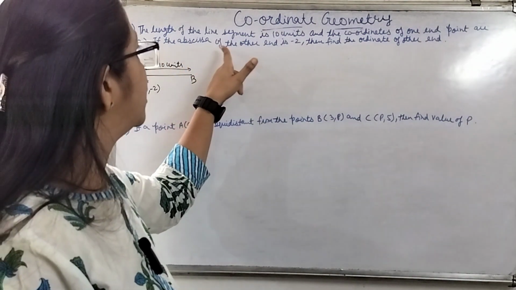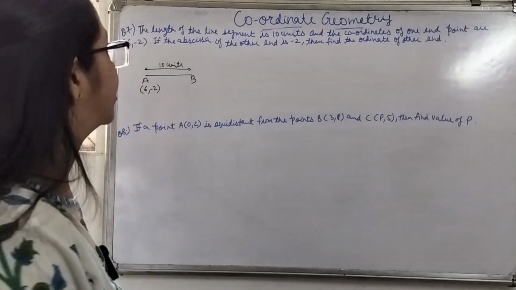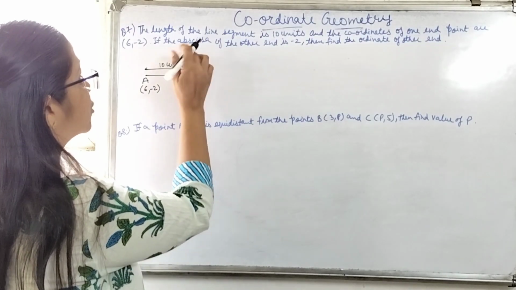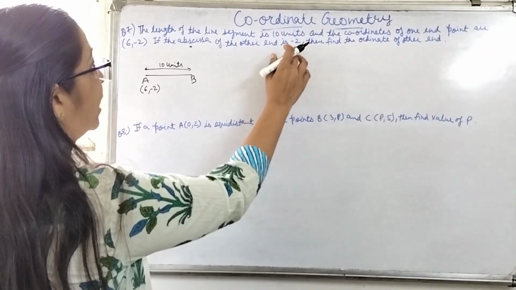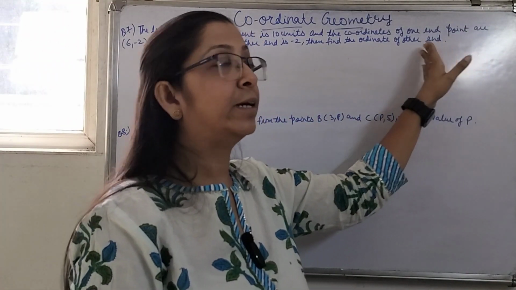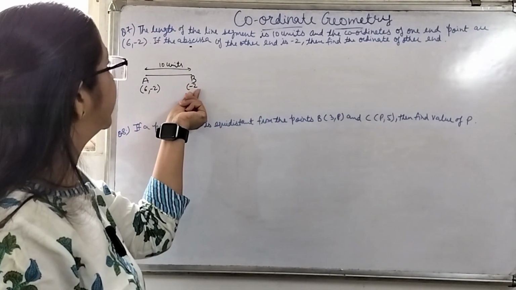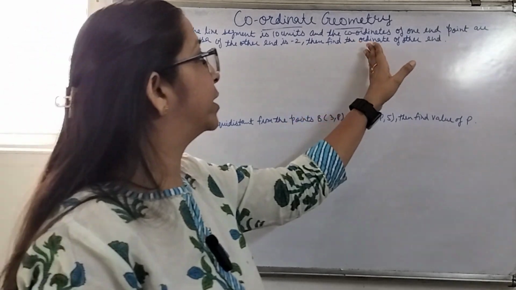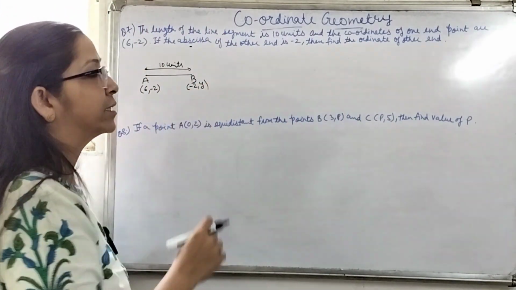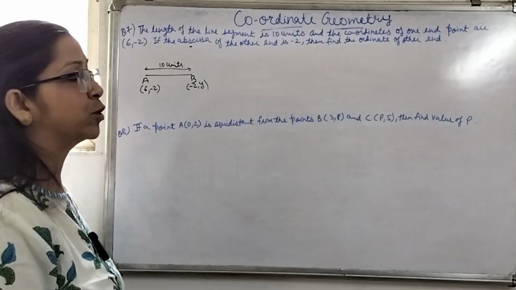Now, the abscissa of the other end is minus 2. We know that abscissa is the x coordinate of the vertex. If the point is B, then its x coordinate is known as the abscissa. And the x coordinate is given to us as minus 2. Then find the ordinate of the other end. We know that the ordinate is the y coordinate. If there is any point, its x coordinate is known as abscissa and its y coordinate is known as ordinate. So we have to find the y coordinate. We are assuming that the y coordinate is y itself. Now, the distance between these two is 10 units. It is already given to us.